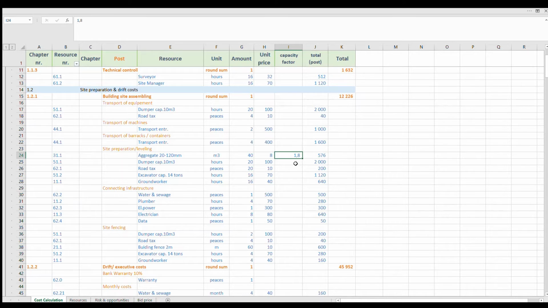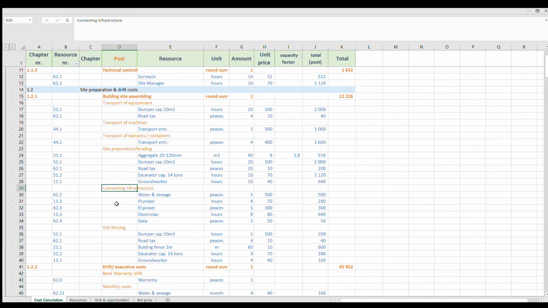As for that, then capacity factor 1.8. Why is it used here? Because aggregate price always comes as ton price. So 8 euros is not per cubic meter, but per ton. So to get tons, I used 1.8, and I have the right price here.